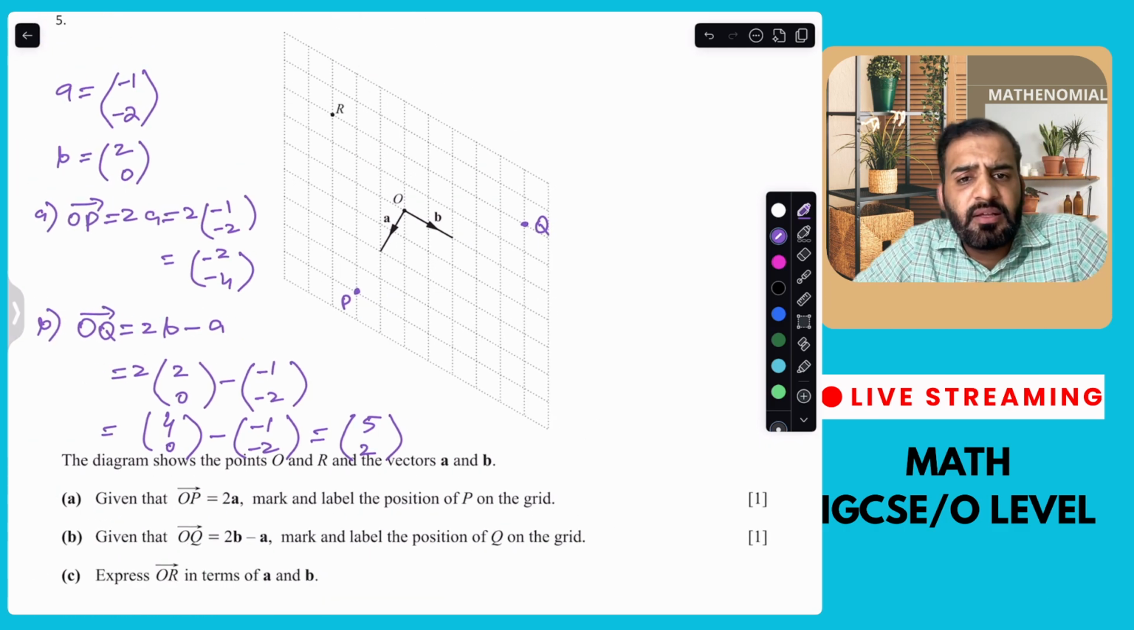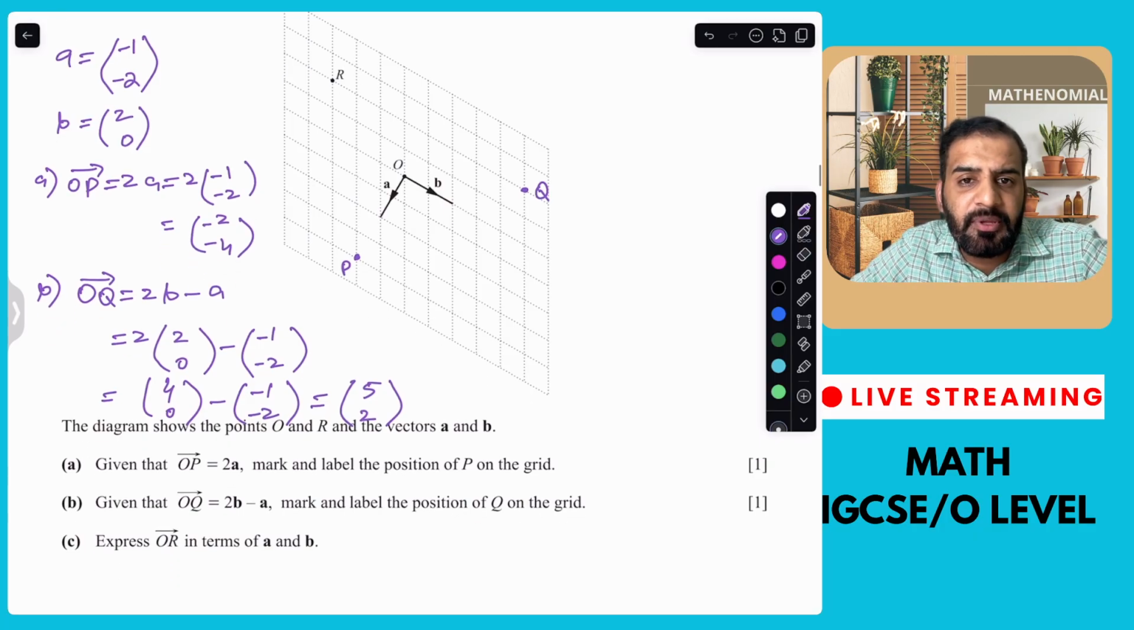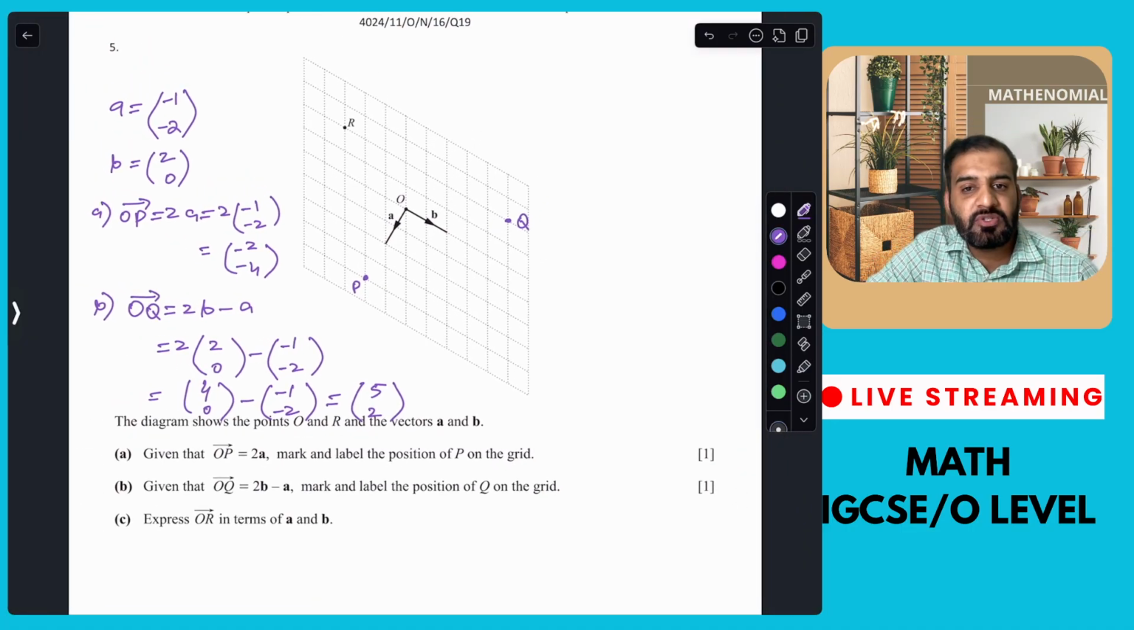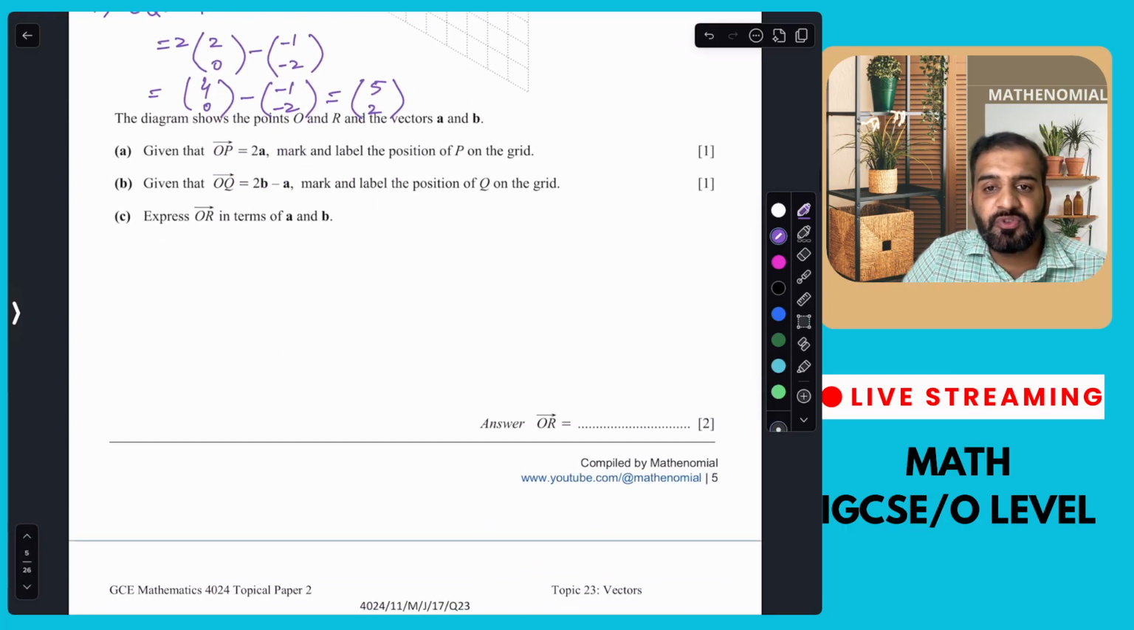बच्चे कह रहे हैं ये मुश्किल नहीं है. Now let's come to part C. Express OR in terms of A and B. Okay. So these type of questions, how you will do these type of questions. So it is for 2 marks.